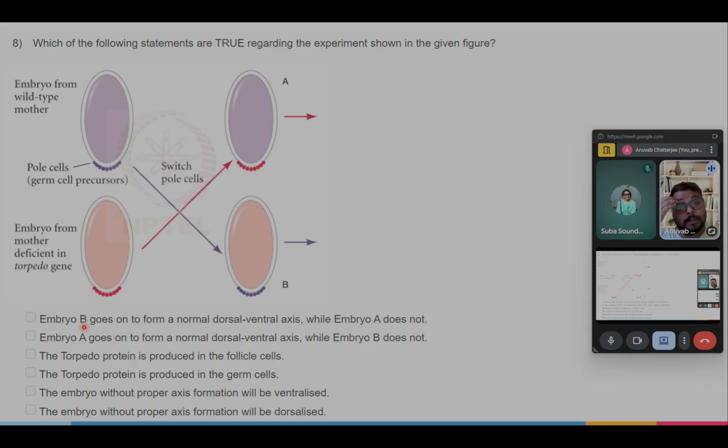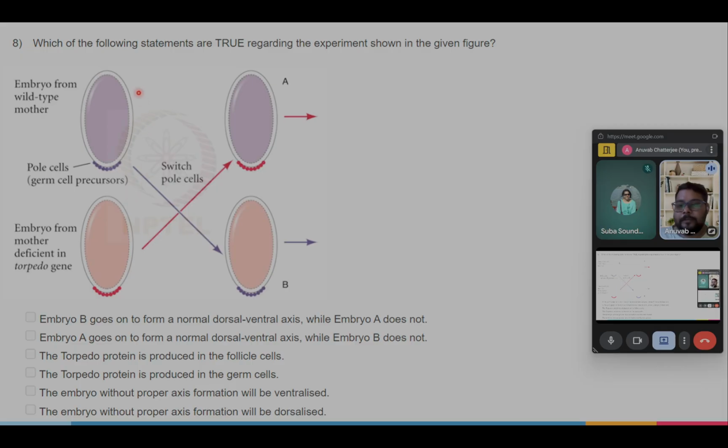Okay. So this question is based on people trying to figure out where the torpedo receptor should be present for correct axis specification. Is it that the germline expresses torpedo, or is it that the somatic cells expressing torpedo cause the final proper axis specification? So what did they do?